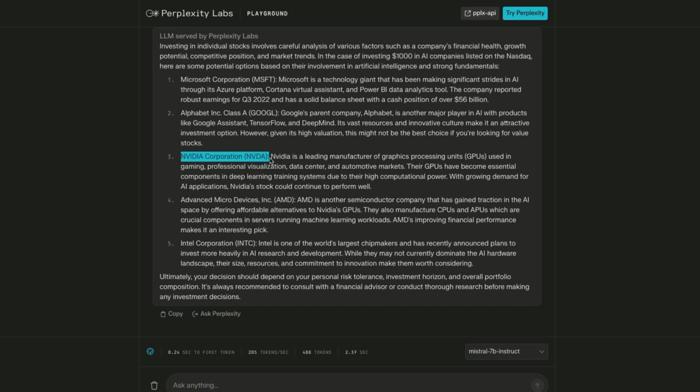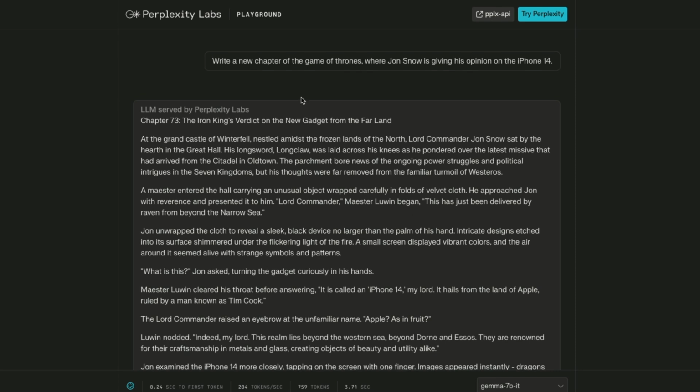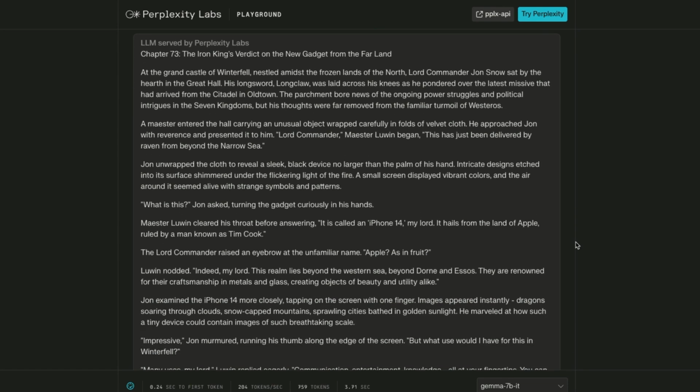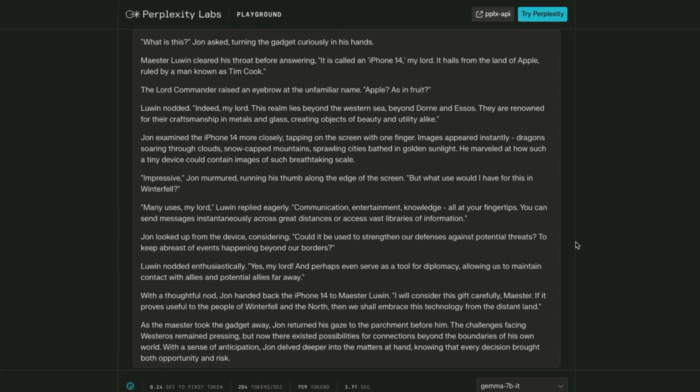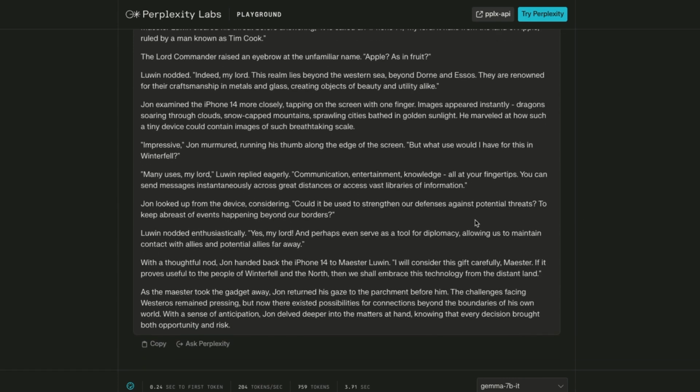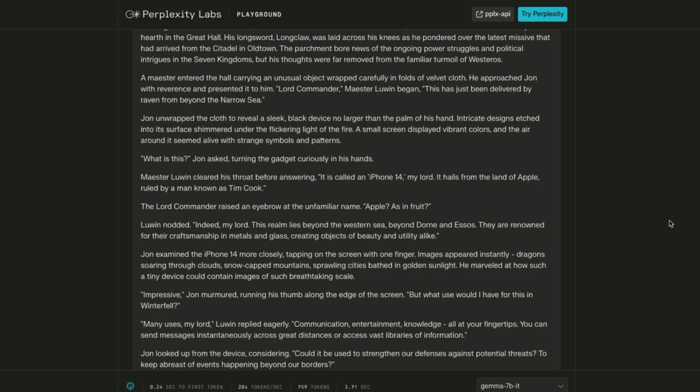We had a great day today. There's Alphabet, also Microsoft, AMD as well. Now, in terms of its writing abilities, I think it does a pretty good job. So I used this prompt: write a new chapter of Game of Thrones, where Jon Snow is giving his opinion on the iPhone 14. And it came up with a decent script. I think, in terms of writing, it's very close to Mistral.